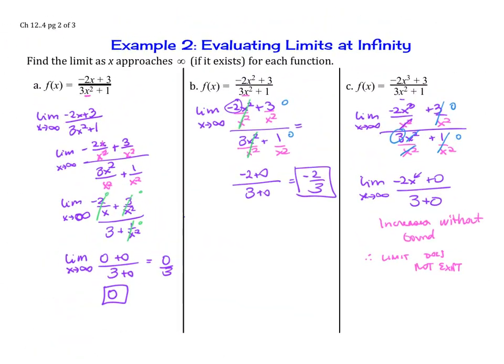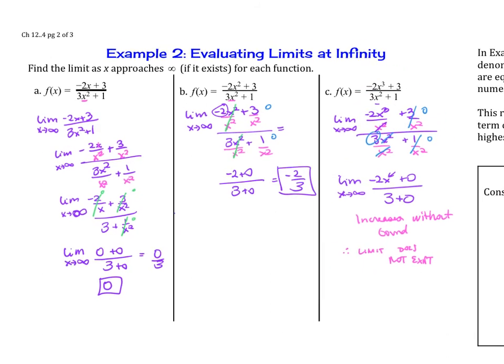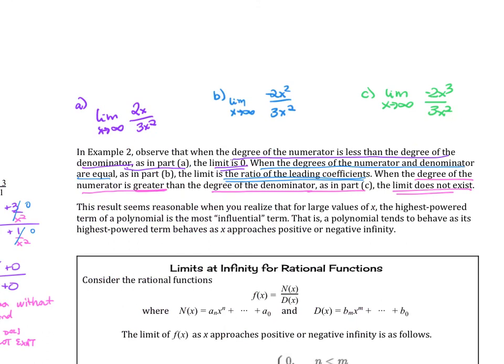Notice here, when the degree of the numerator is less than the denominator, then it's going to approach 0. When they are equal, it's just the ratio of the leading coefficients. And when the degree of the numerator is larger than the denominator, then the limit does not exist.